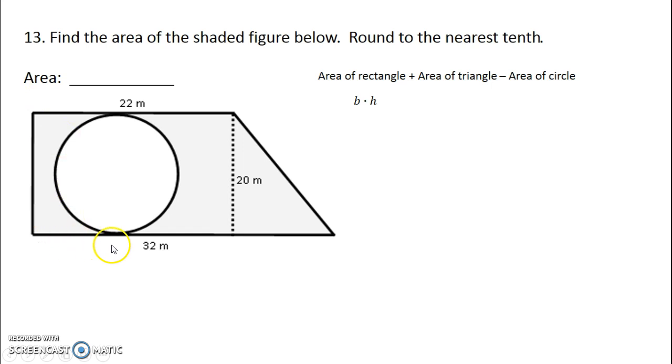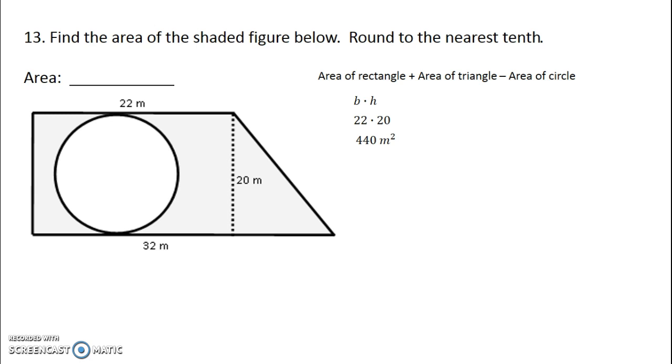One thing I want to point out, this 32 is the entire horizontal length at the bottom here. I only want the horizontal part for the rectangle. And if you look at the picture, the top of the rectangle is 22 meters. We need to use 22 for our base, not 32. The height needs to be perpendicular to that, so we are going to use 20. We're going to use 22 times 20, so we're going to have 440 square meters for just the rectangle.